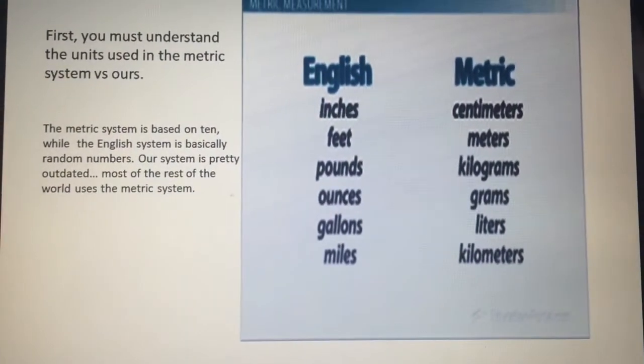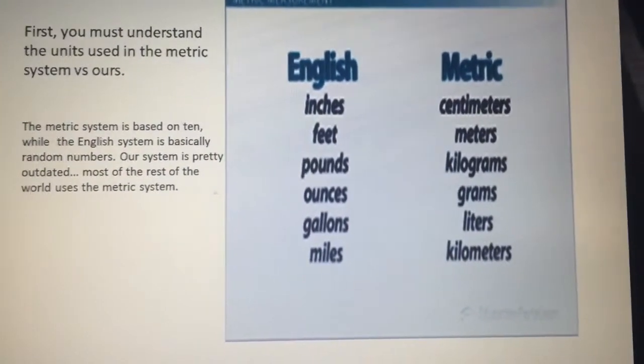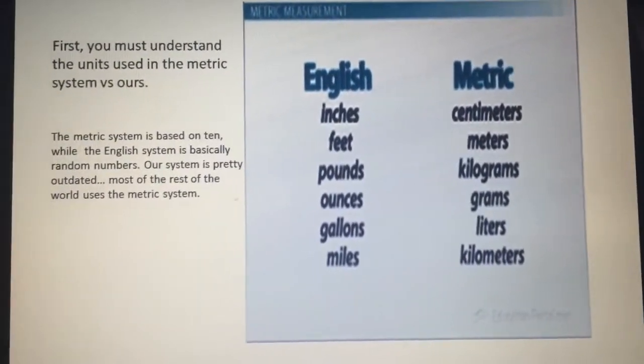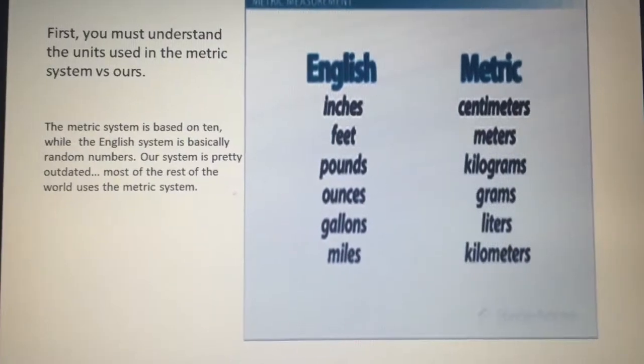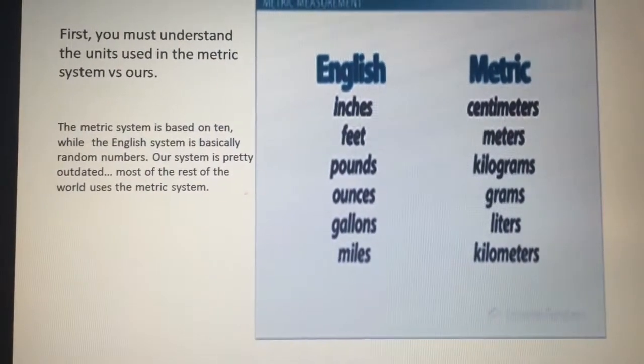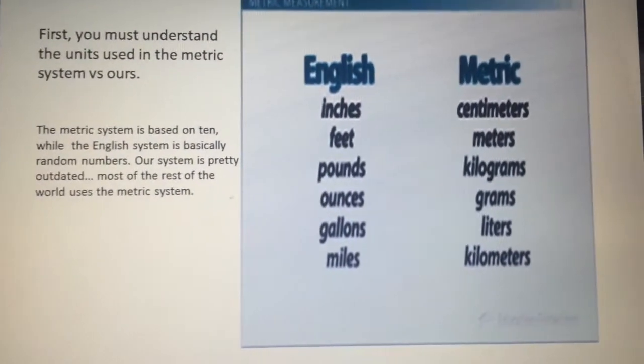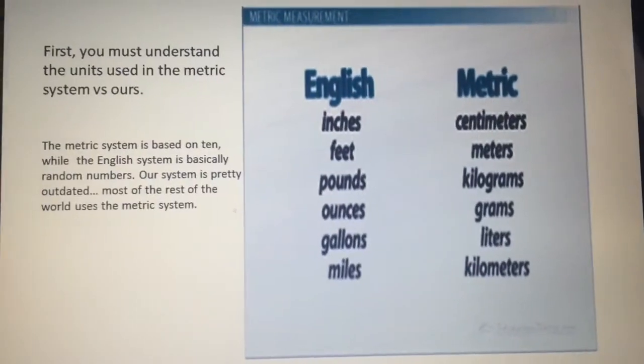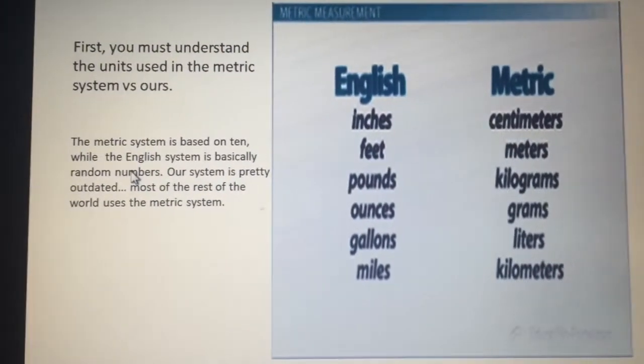So we use inches, feet, pounds, ounces, gallons, and miles, but most of the rest of the world uses units like centimeters, meters, kilograms, grams, liters, kilometers, etc. So those are the units you'll be using from now on, basically.